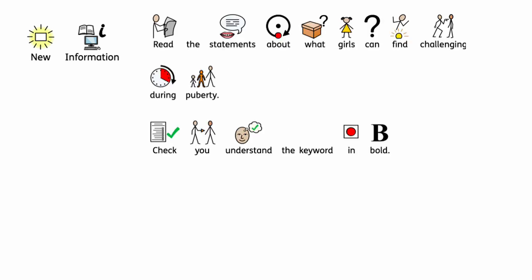Next, I would like you to read the statements about what girls can find challenging during puberty. Like we did with the boys' lesson, I would like you to first check that you understand the key words in bold. I will read each of the statements to you. Listen carefully, look at the key word in bold, and if you need to, refer to your vocabulary flashcards in your student workbook to make sure that you really clearly understand what that word means.